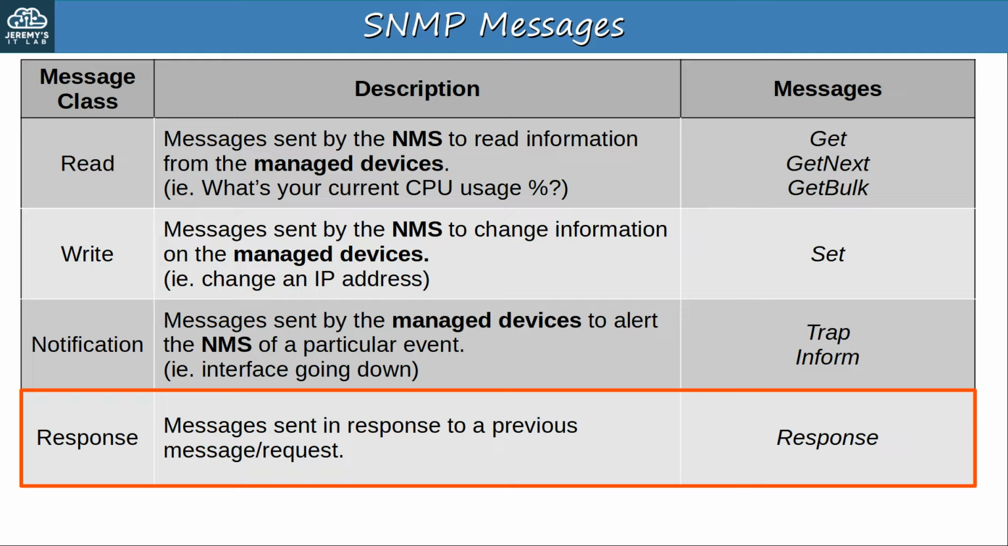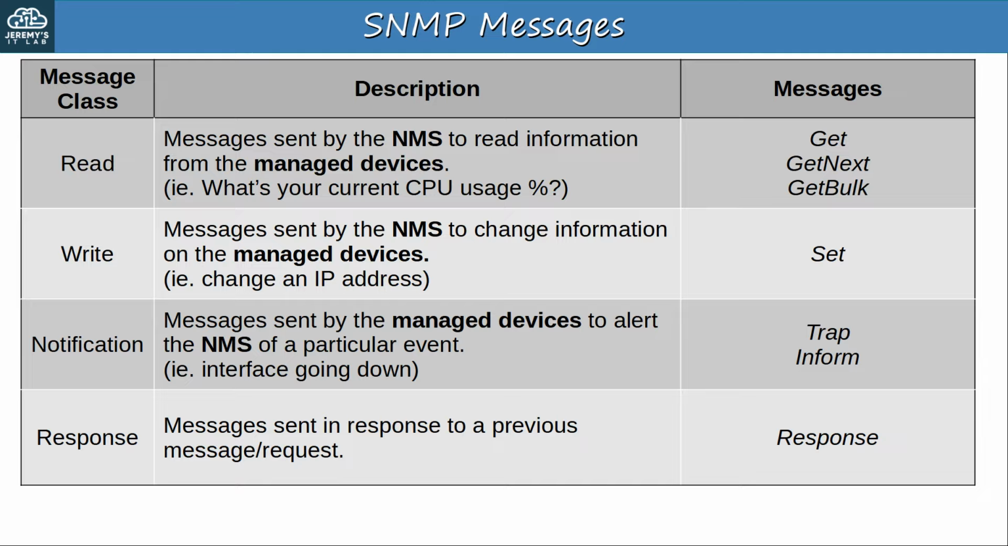These are messages sent in response to a previous message or request. For example, get messages, set messages, and inform messages. I just showed you some examples of response messages, so I think that's enough for now. So those are the SNMP messages. I think the information I just gave you will be more than enough for the CCNA.